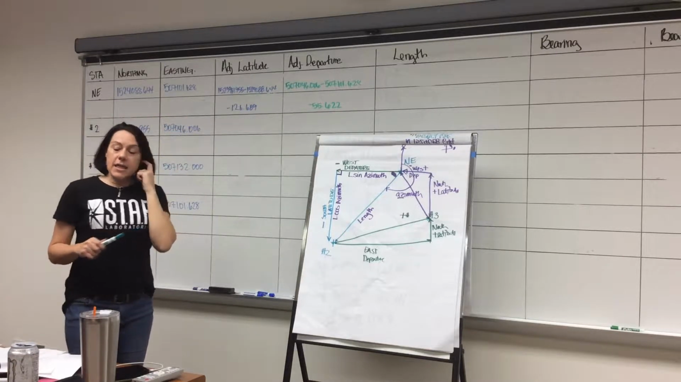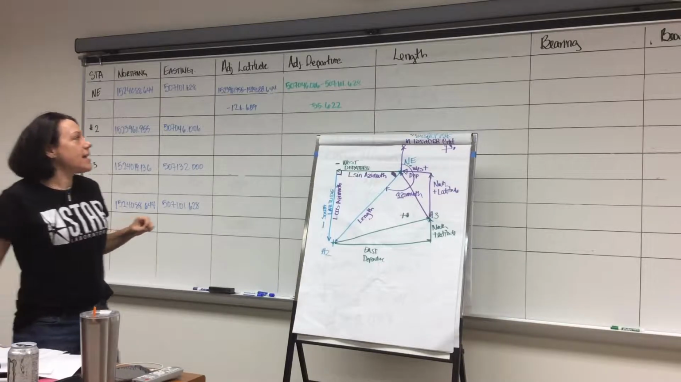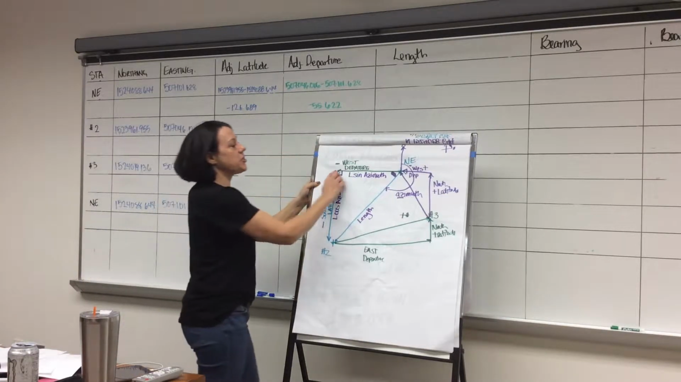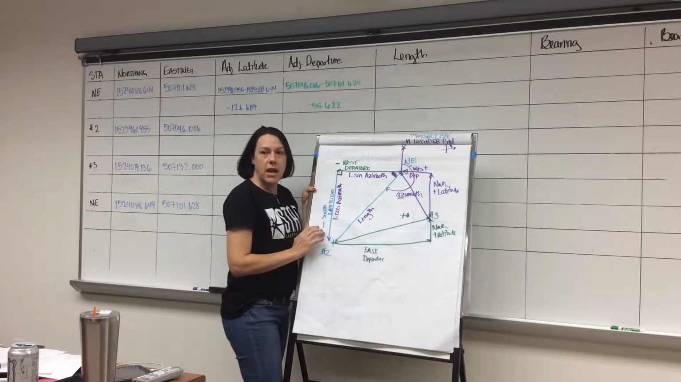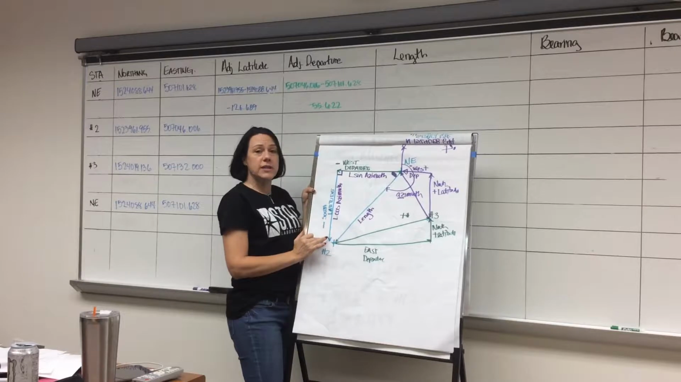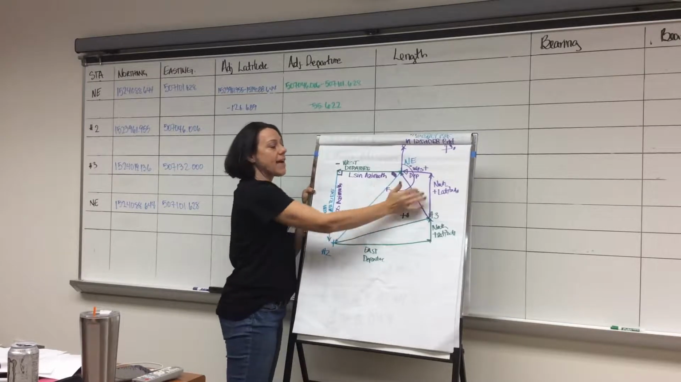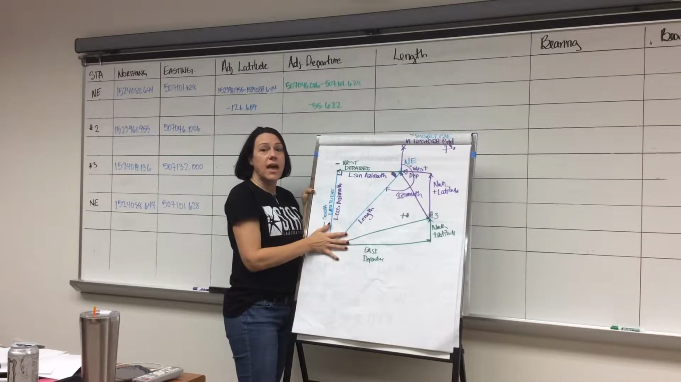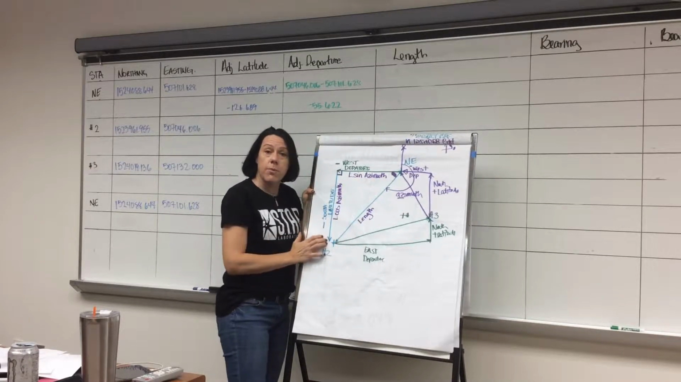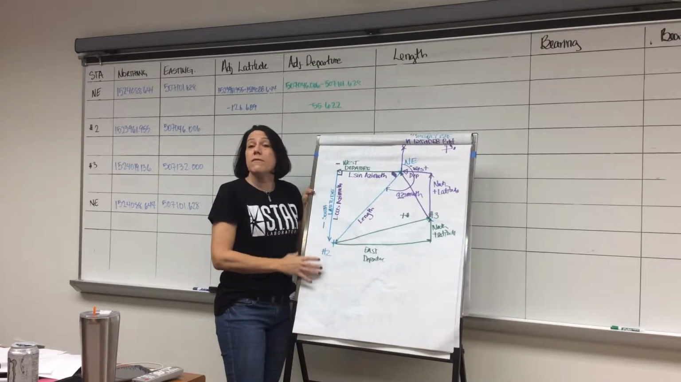Now, in the indirect method, it says, all right, I need you to figure out the adjusted latitude and the adjusted departure. I need to figure out what this actual departure and latitude is. But you don't have any of the azimuths or anything like that. You just have X and Y, or northing and easting, for each one of the points. So how do we do that? We do it in reverse.